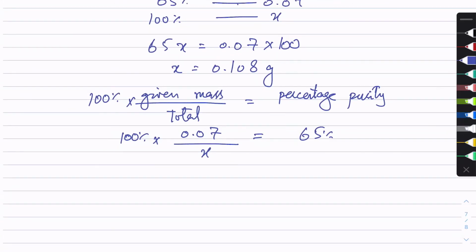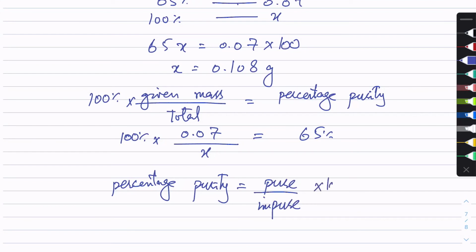Some books also phrase it differently. Like instead of saying given mass over total, they'll say percentage purity equals pure over impure into 100%. And that, of course, is also fine. Yeah, Ashna, you're right. That's the one. So you can easily use that.